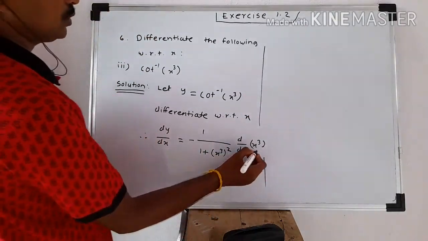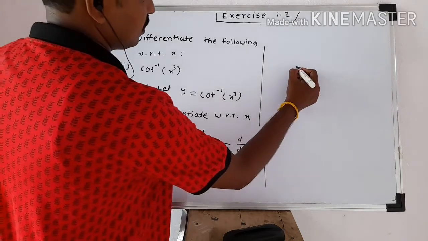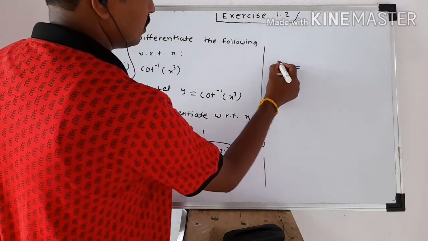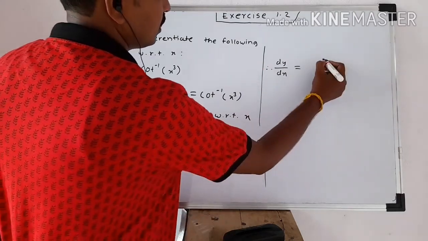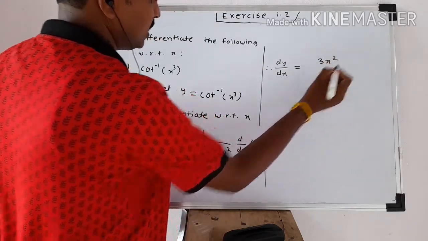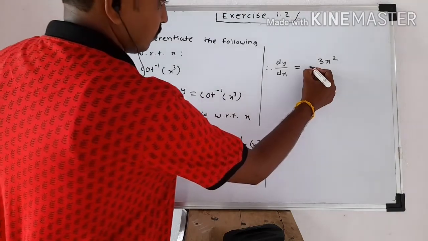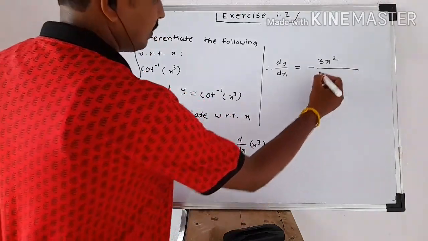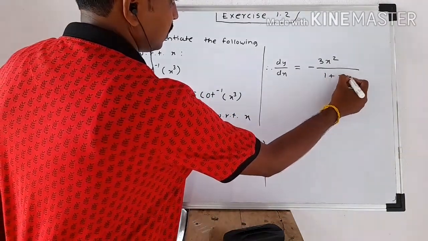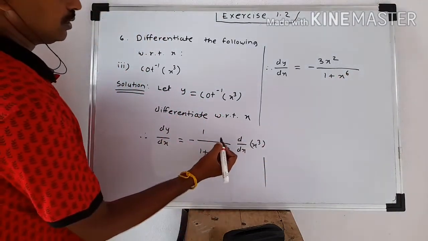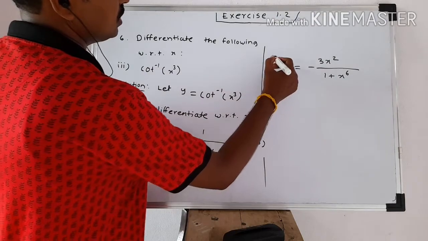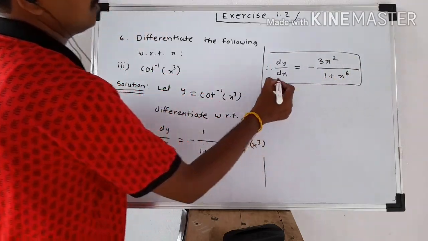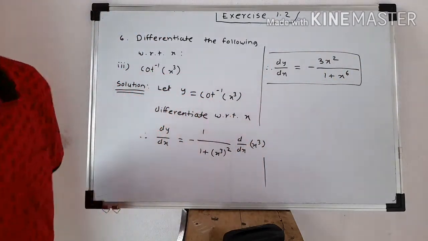Now, for the derivative of x cube, we will use the standard formula for x raised to n for the numerator. Therefore, we get here 3 into x square as the derivative of x cube. The minus sign is here, divided by 1 plus x raised to 6, since a raised to m raised to n is a raised to m into n, and 3 into 2 is 6. This is the required derivative of y with respect to x.